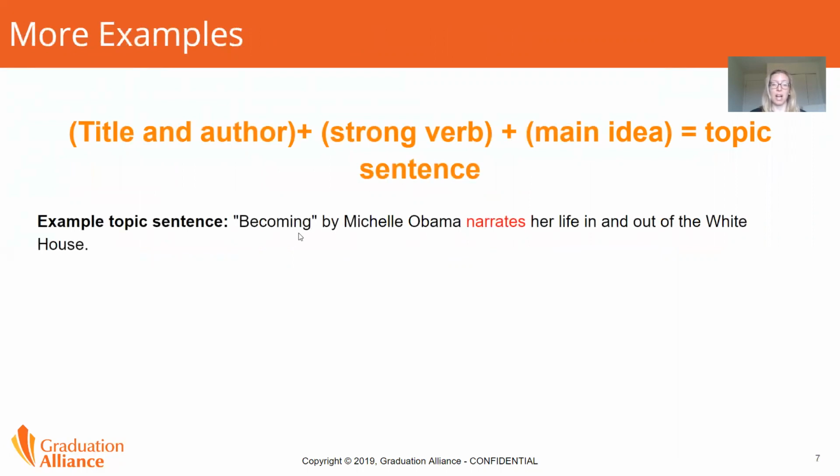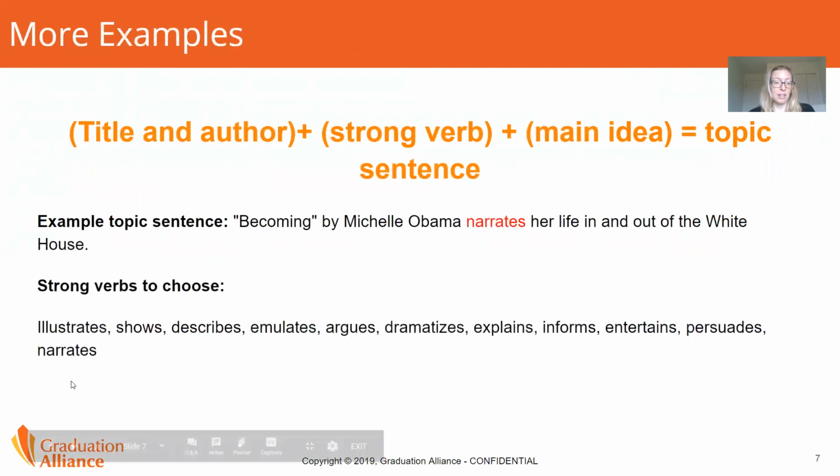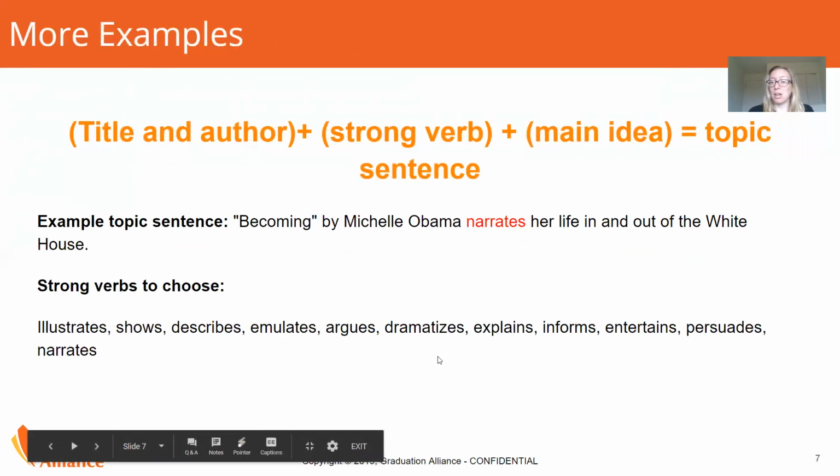I used the book Becoming by Michelle Obama. So I have the title and the author. Title is Becoming, Michelle Obama is the author, and I chose a strong verb. I chose narrates for this, but here's a list of other strong verbs you can use: illustrates, shows, describes, emulates, argues, dramatizes, explains, informs, entertains, persuades, or narrates. Also, you can choose a strong verb of your own, but this is just a really good list.